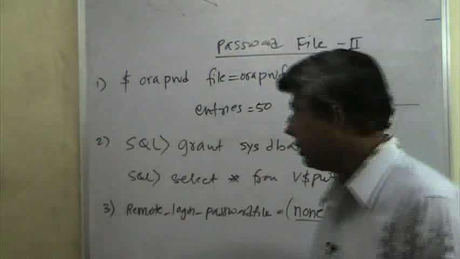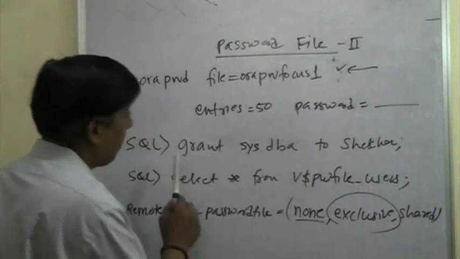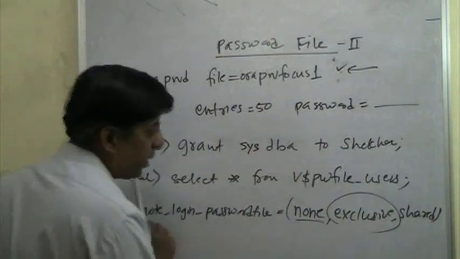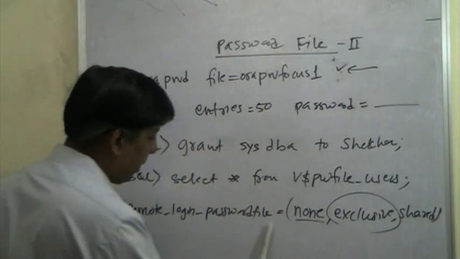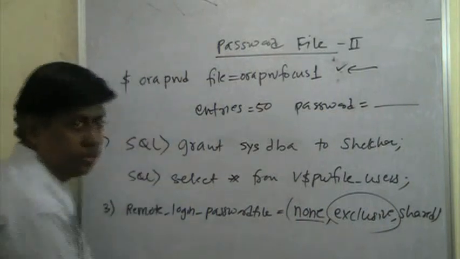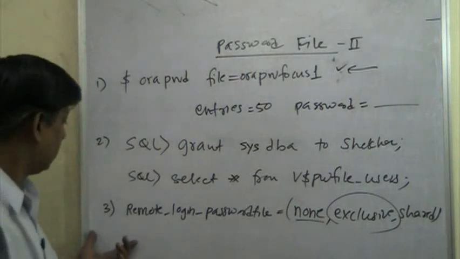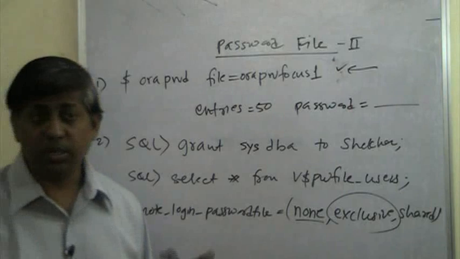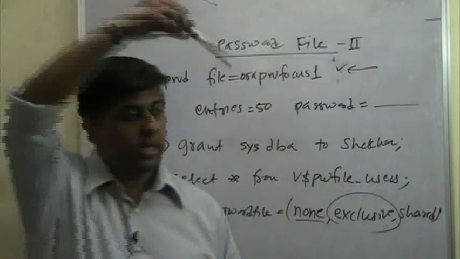So our job is, if we are going to use the password file: create the password file, grant a user the SysDBA privilege so that he will be inside the password file, and before even doing all these things, make sure that the init.ora parameter is set to exclusive. Once you do it, what is the final effect? Your users will be able to log in from a remote machine as SysDBA.